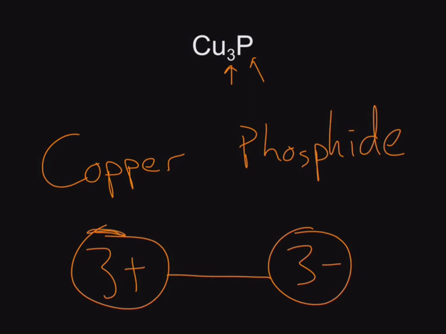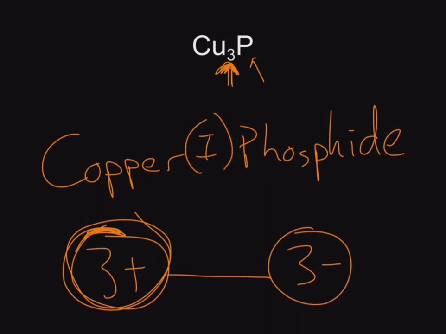So since the total charge is +3, and we're going to divide that by the subscript in the formula for the metal, there are 3 coppers. Okay, so that doesn't mean it's copper 3 in the name, it means there are 3 coppers. Well, if we take the +3 charge, divide it by the 3 from the formula, we get 1. 3 divided by 3 is 1. So this is copper 1 phosphide.